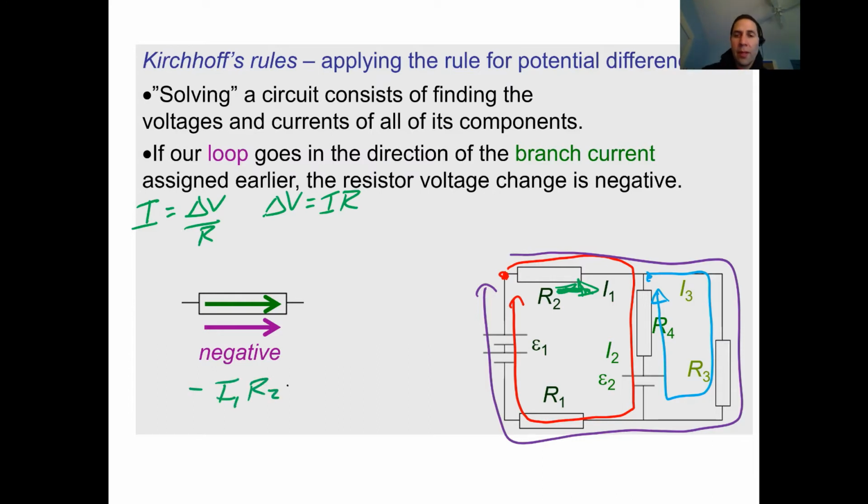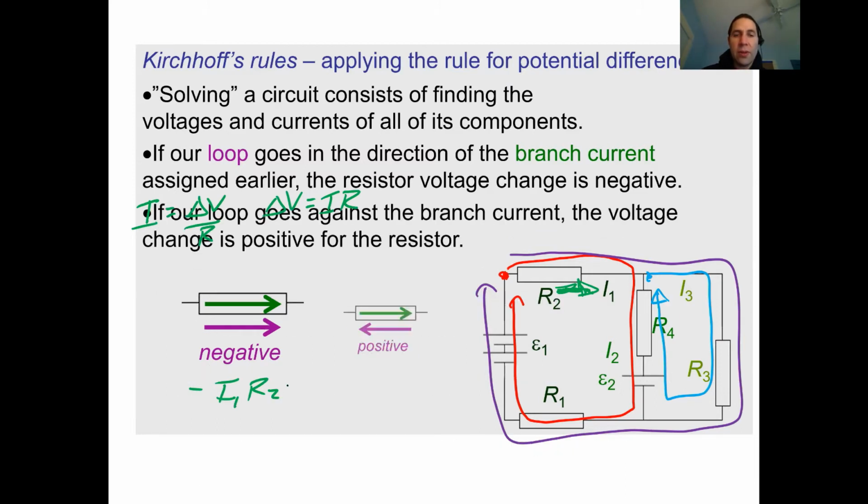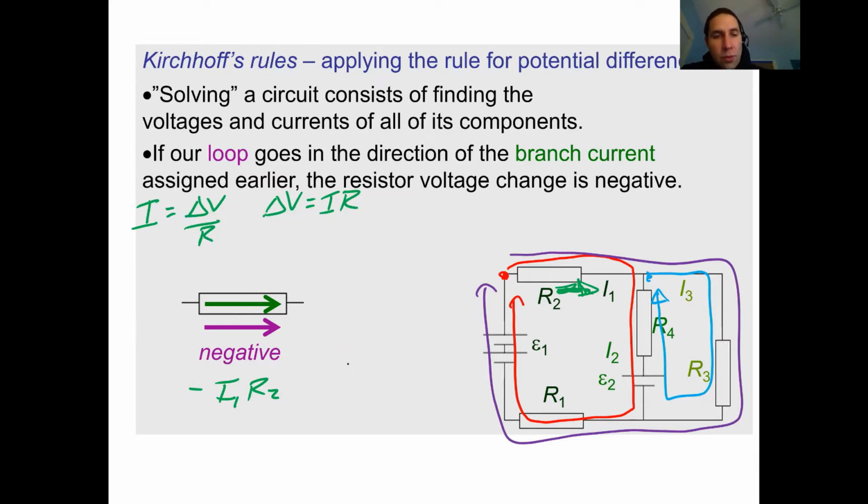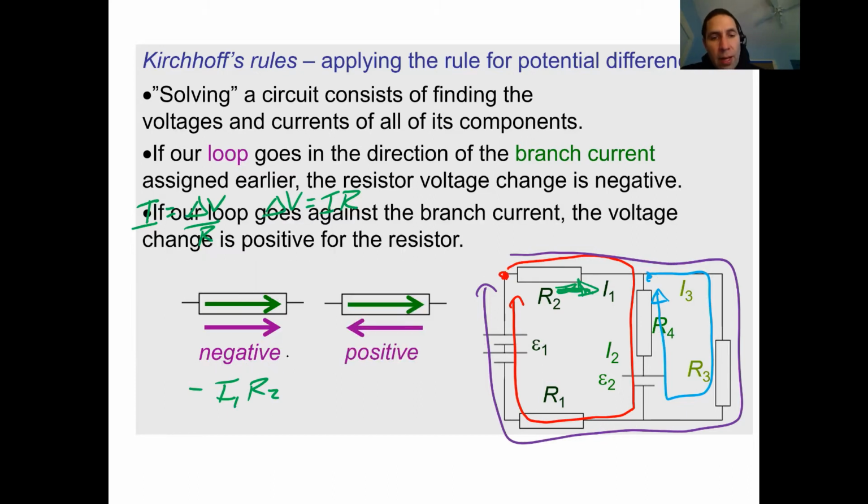If I had defined the loop the other direction, in other words, going around counterclockwise, then I would be moving in the opposite direction that the current was traveling. This would mean that it's a voltage rise as I travel applying Kirchhoff's law. So in this case, this would be a positive I1 times R2. This will make more sense when we get to a sample problem.